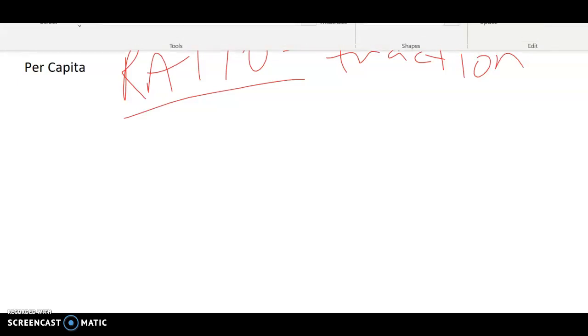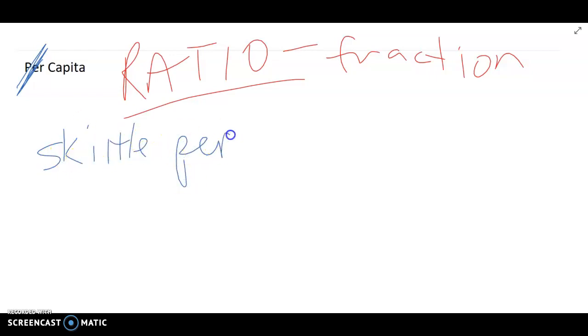Meaning, when I see the word per, I always think of a fraction bar. Okay, so if I was talking about Skittles per capita, just think of that. We're trying to find Skittles per capita, whatever. Anything, it can be anything, it doesn't matter. When you see the word per, think fraction bar.